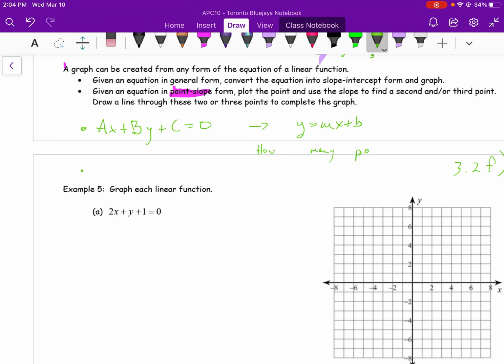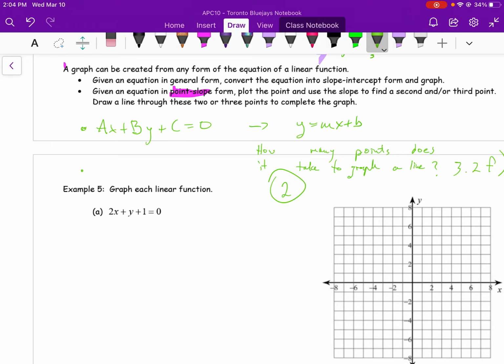How many points does it take to graph a line? It's almost like a joke. There we are. So I should improve my delivery. How many points does it take to graph a line? The answer is 2. You just need 2 points to graph a line.